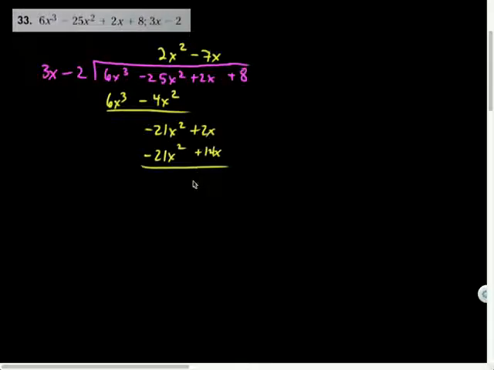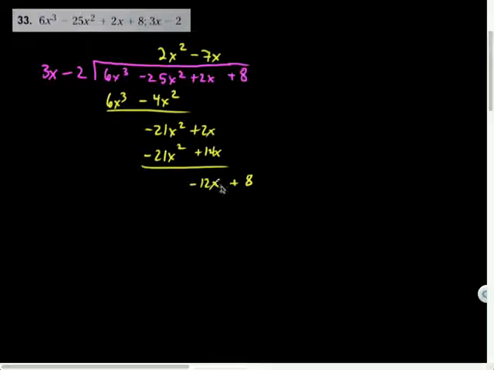Subtract, 2 minus 14 is negative 14, from multiplying this and this. I would recommend doing some practice with it. That'd be a good strategy. It takes a little while to get used to it.